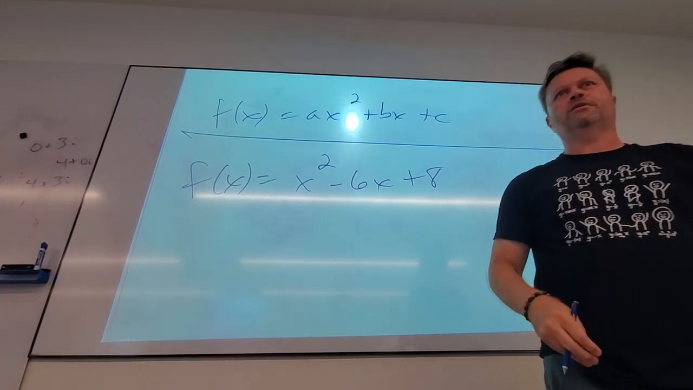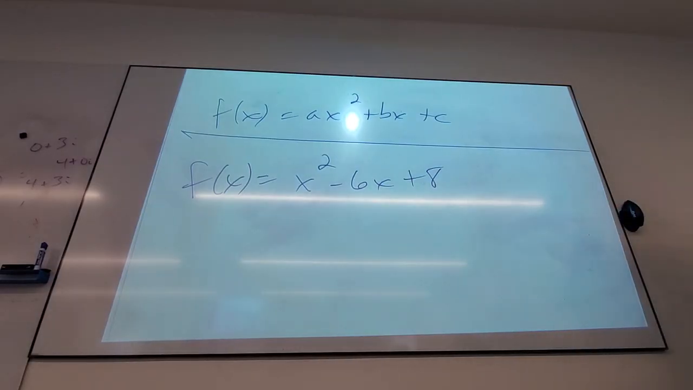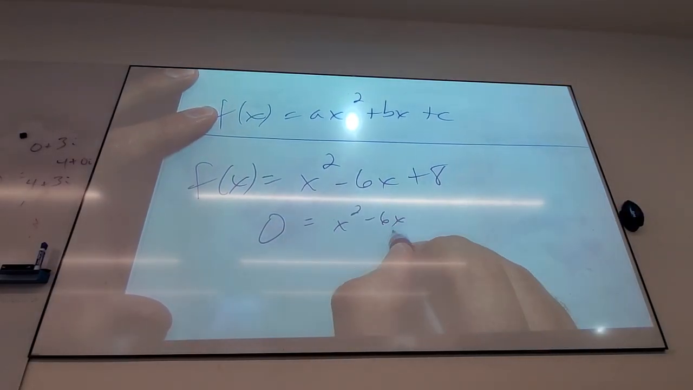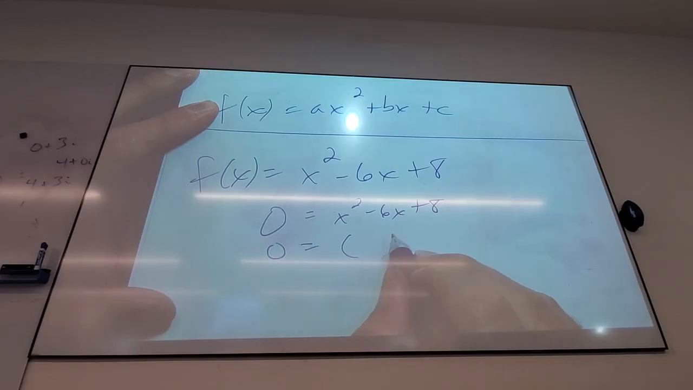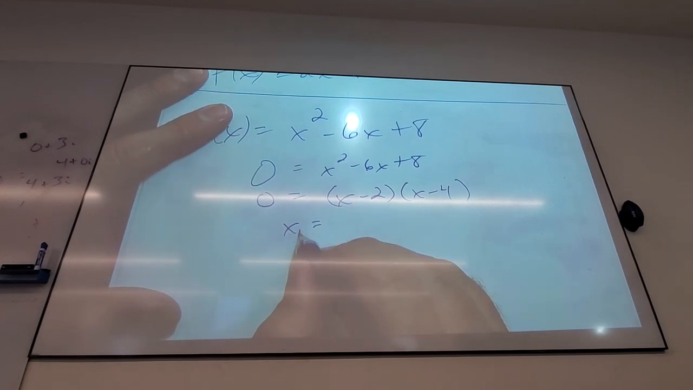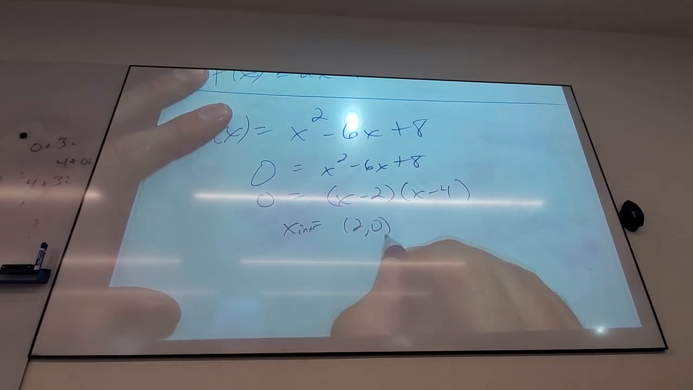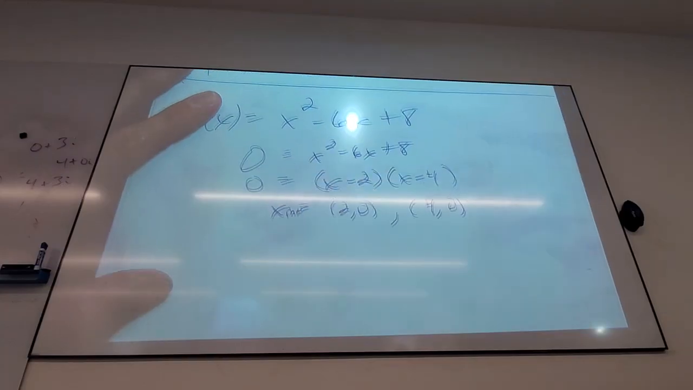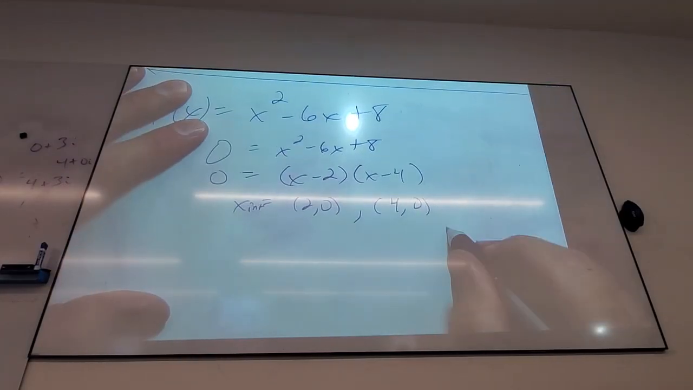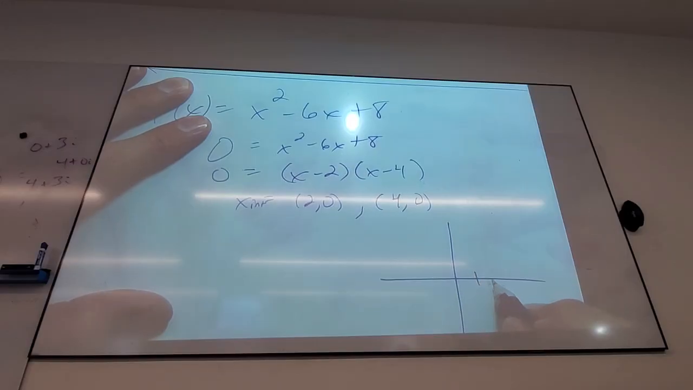So please don't use quadratic formulas. No need to, right? So if you set this equal to 0, what can you do with this? What do you get? So where are my intercepts? 2, 0 and 4, 0. The x-intercepts are 2, 0, and 4, 0. You guys good? Alright, can you guys make a semi-decent graph?